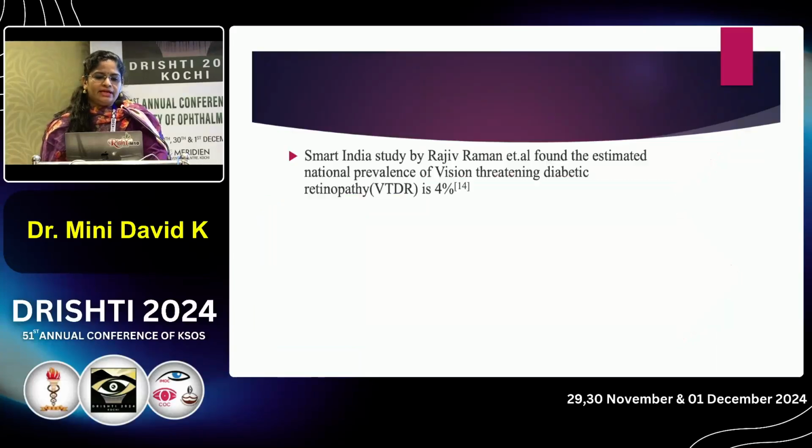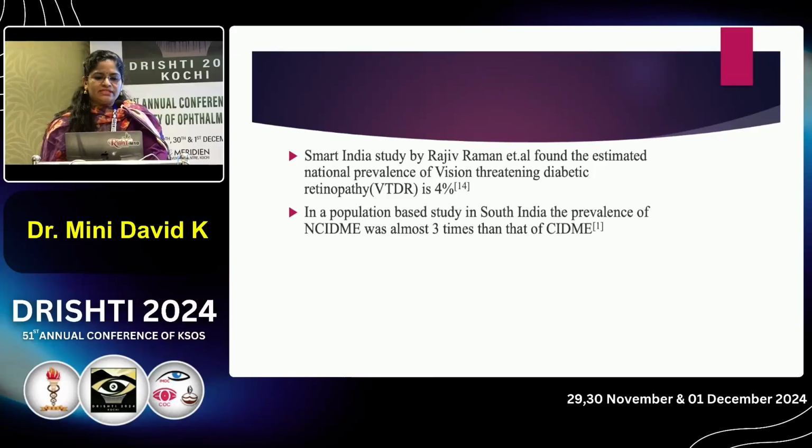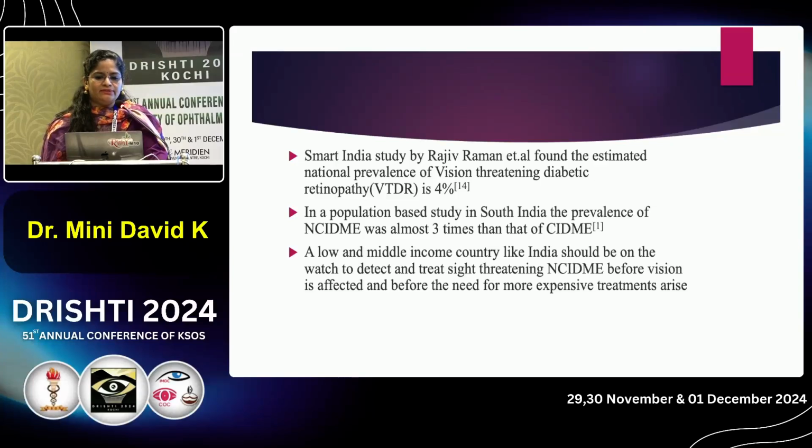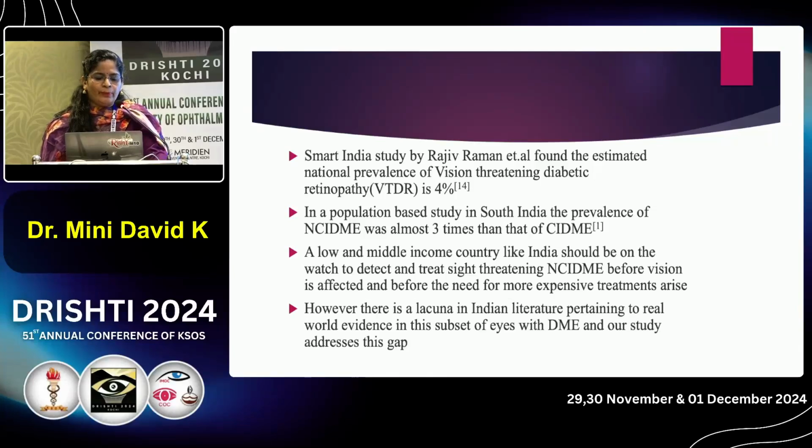Smart India study by Rajiv Raman et al. found the estimated national prevalence of vision-threatening diabetic retinopathy is 4%. In a population-based study in South India, the prevalence of NCI-DME was almost 3 times that of center-involving DME. A low and middle-income country like India should be on the watch to detect and treat the sight-threatening NCI-DME before the vision is affected and before the need for more expensive treatment arises. However, there is a lacuna in Indian literature pertaining to real-world evidence in the subset of eyes with DME, and our study addresses this gap.